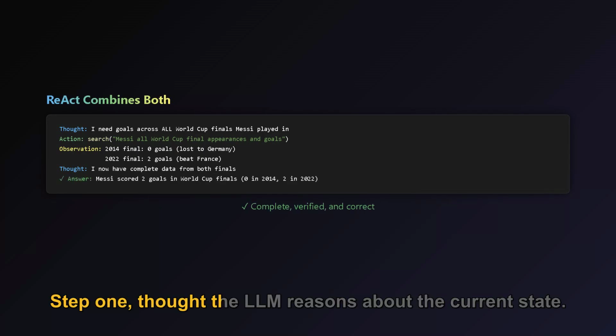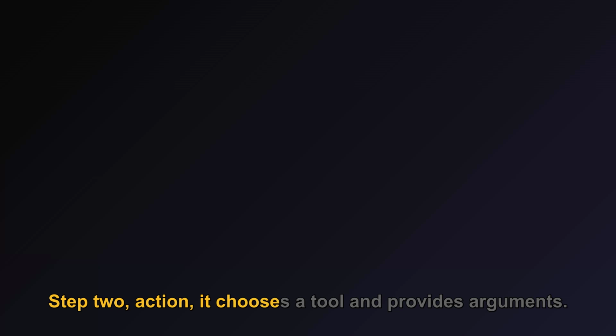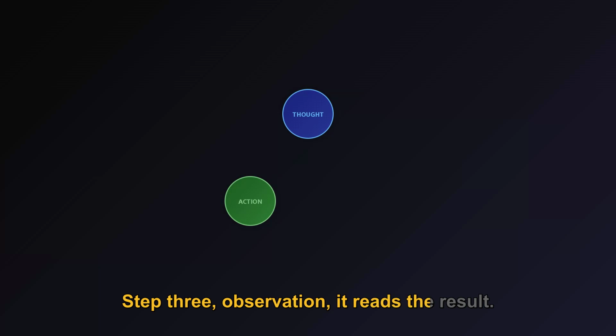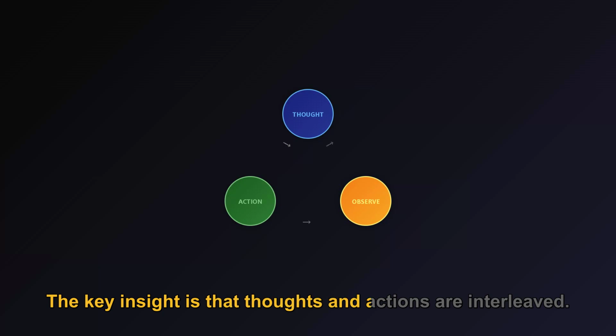Step 1, thought. The LLM reasons about the current state. Step 2, action. It chooses a tool and provides arguments. Step 3, observation. It reads the result. Then it loops back to thought. The key insight is that thoughts and actions are interleaved.